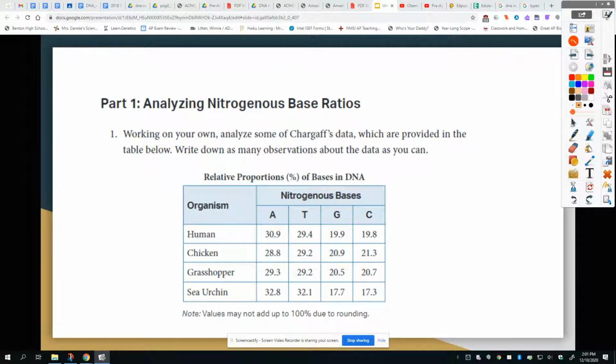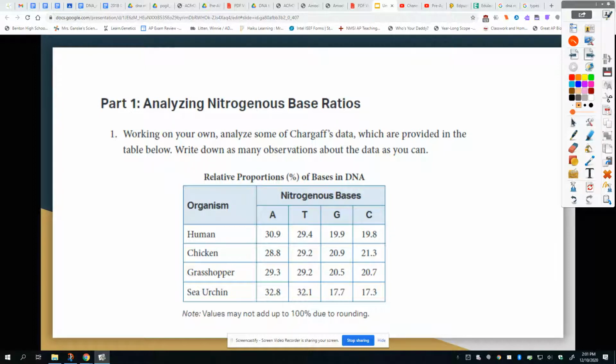So now that you've done this, some observations that you might have made. You might have noticed that the amount of A and T is greater than G and C in all of the different organisms. You might have noticed that the sea urchin tends to be slightly different than all the rest. It's kind of the outlier of the group. You may have also noticed that the amount of A is pretty similar to the amount of T. The amount of G is pretty similar to the amount of C. And that all of these, if you add them up, equals approximately 100. Now, not exactly 100 because of rounding, but those are observations you may have made, and there may be others. The more observations you made, the more you analyze the data, the better off you are.